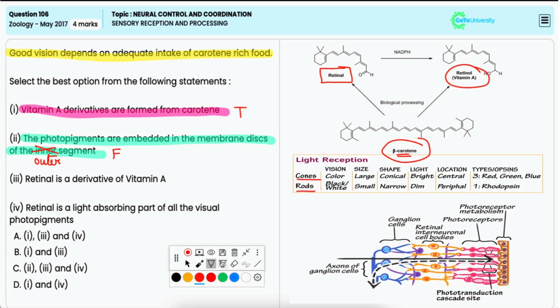Statement 3, retinal is a derivative of vitamin A. This is true. Retinal, which is an aldehyde of vitamin A, is very important in the vision.